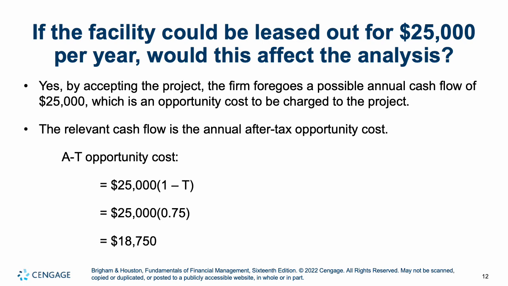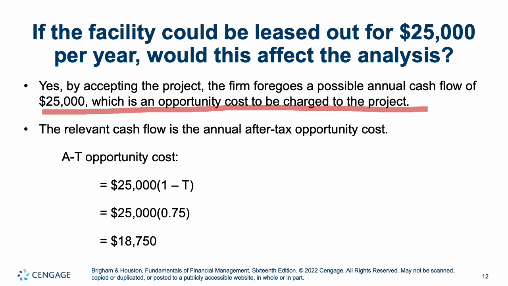So if our facility could be leased out for $25,000 a year, would this affect our analysis? In this case, the answer would be yes. Because if we could lease our facility, that's now an opportunity cost. If we go ahead and do our project we're considering, we're foregoing that cash flow of the $25,000, and it's an opportunity cost to be charged. We could just lease our factory, do nothing, and make $25,000 a year. That's an opportunity cost. So our project still needs to be profitable in lieu of that opportunity cost. If it's not, you're better off leasing the factory because it's a guaranteed profit.